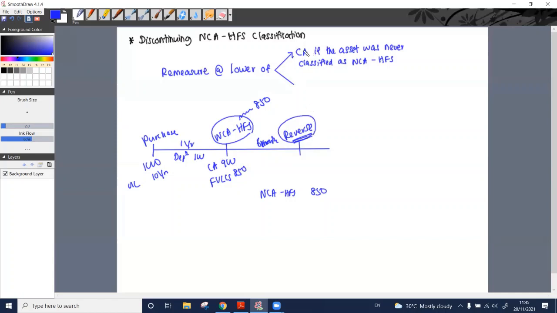So for that, first we need to determine the carrying amount if the asset was never classified as non-current asset held for sale. What is the carrying amount after one and a half years? Let's take it as 820. We have used it for 1.5 years, so 1.5 years of depreciation means 150. So the carrying amount if the asset was never classified as non-current asset held for sale is 850.